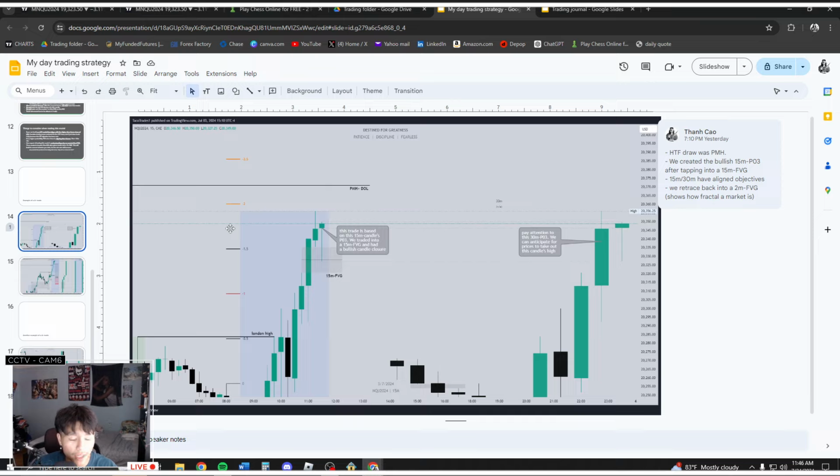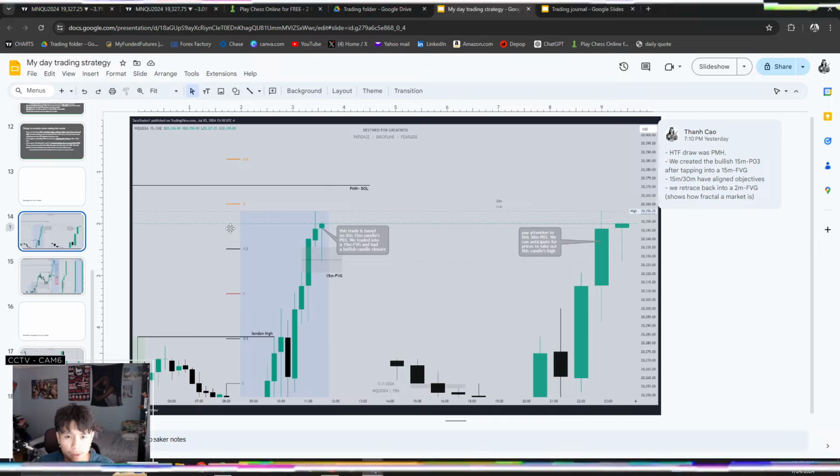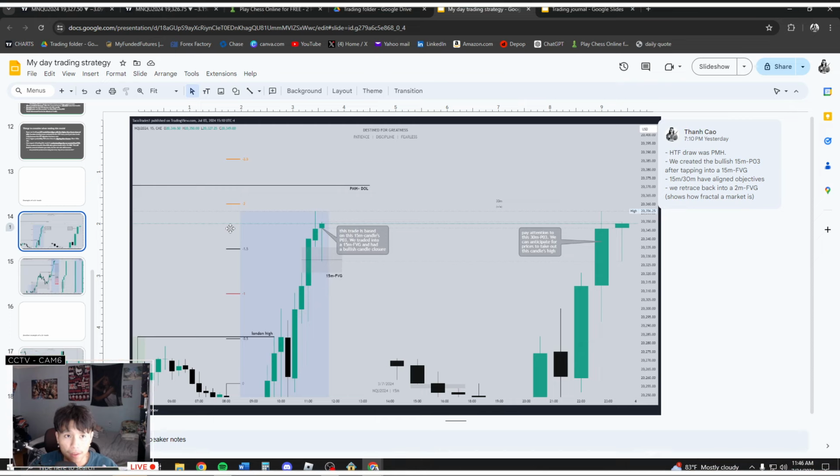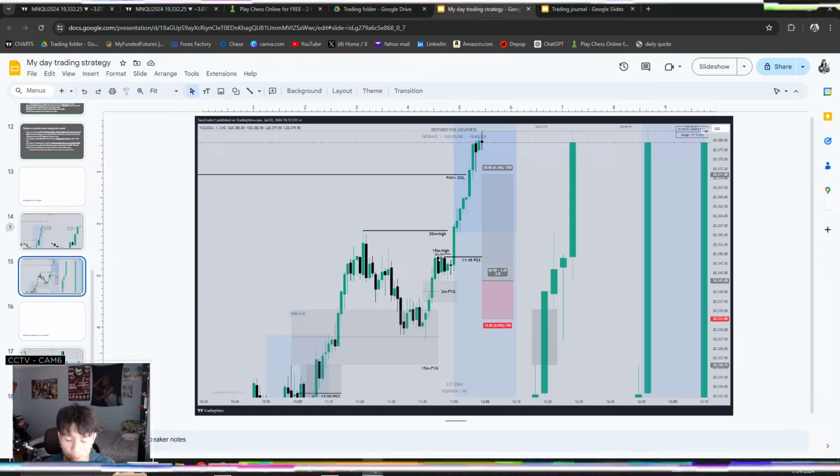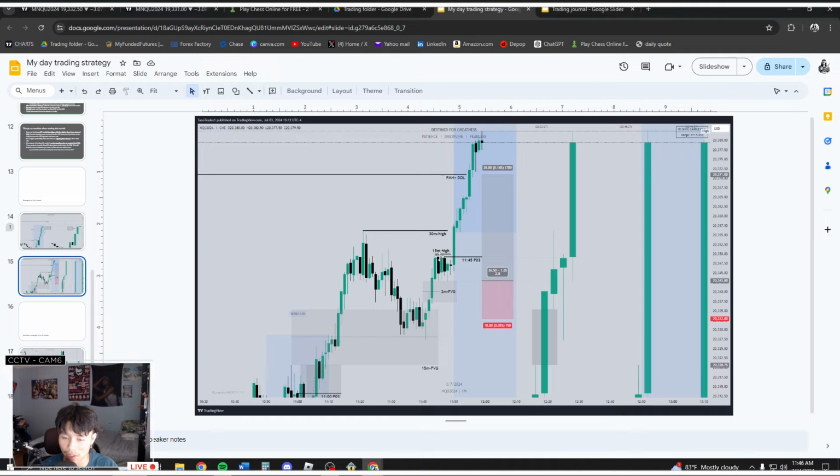I do have a video up on my YouTube channel where the same model occurs as well, but instead it's a losing trade. And like in that video, I state, if this setup were to occur 10 times, I would take it 10 times. This is my ideal trading model.